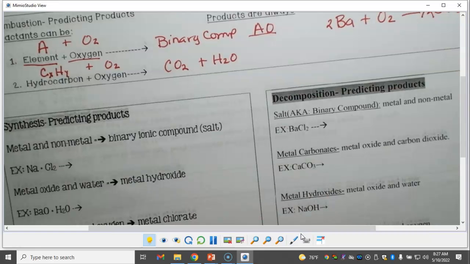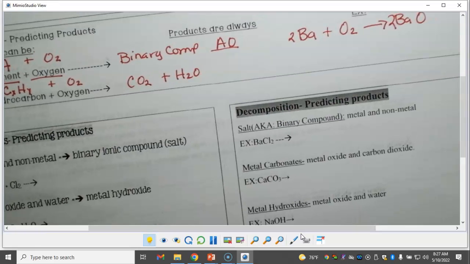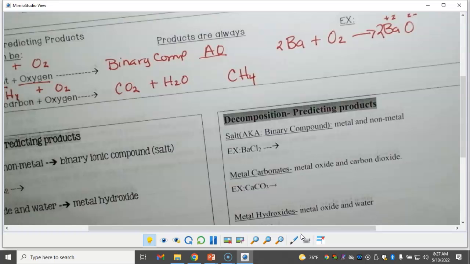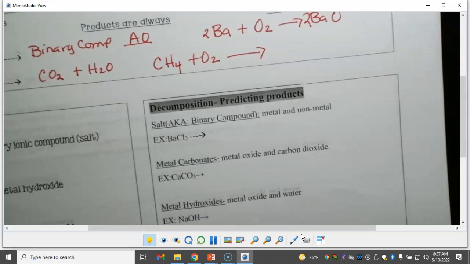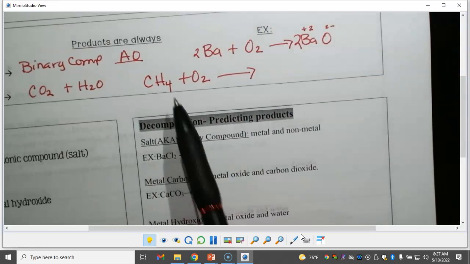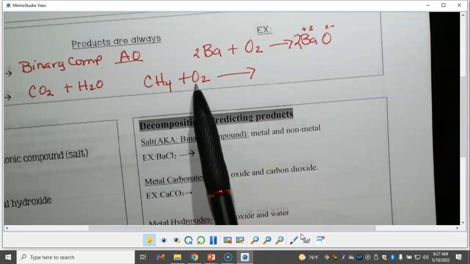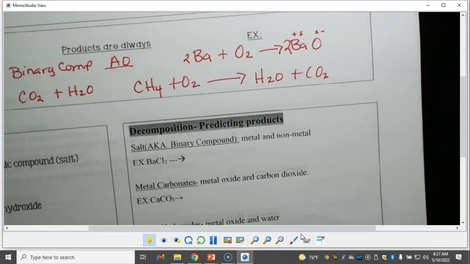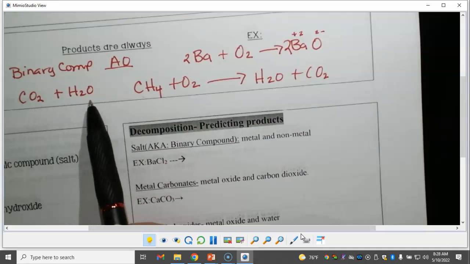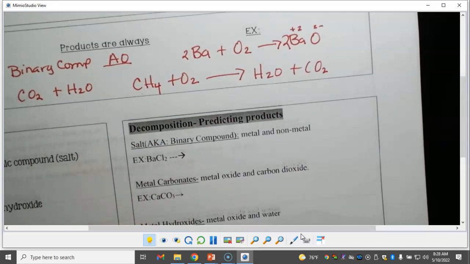No matter what. So if I said methane gas burns in the presence of oxygen, you'd say, oh, that's a hydrocarbon and that's oxygen, it's combustion, so you automatically know that water and carbon dioxide are made. Always. There's no doubt about it. Those are our combustion reactions. You'll be given the reactants, and then you have to come up with the product. These ones aren't too bad. Those ones are pretty easy.